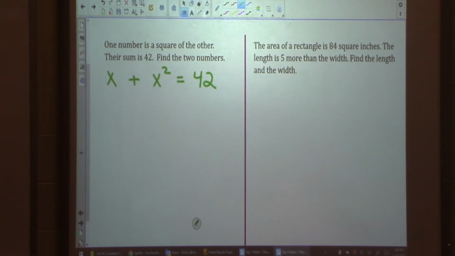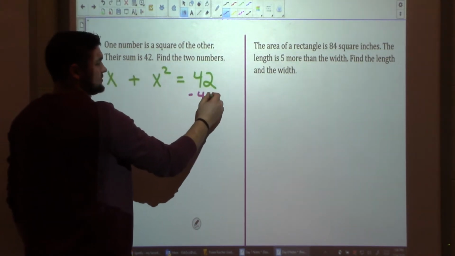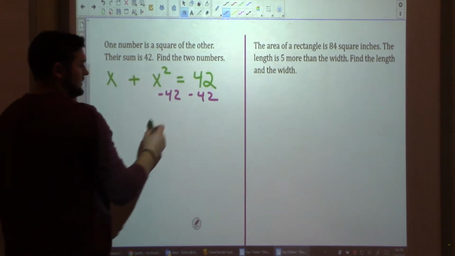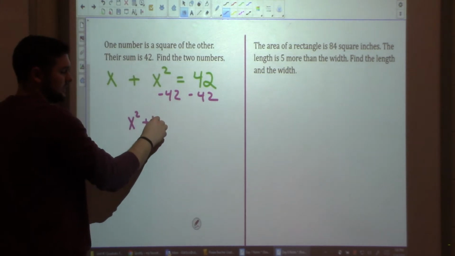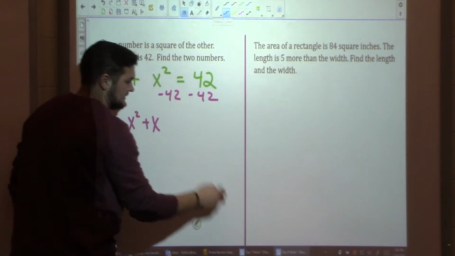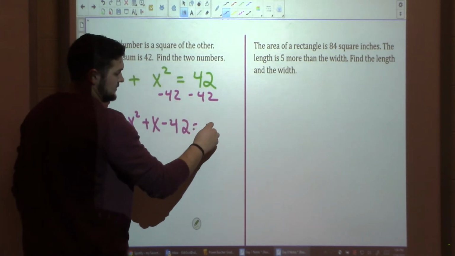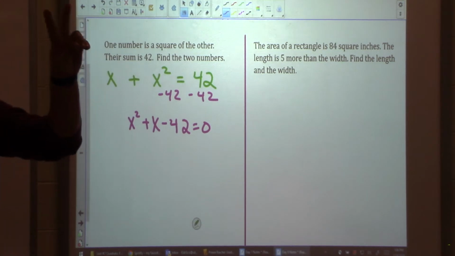Okay, well we have an x and an x squared term, which means we should probably get one side equal to 0. Okay, if it was just x squared, we get that by itself. We have x and x squared. So to get one side equal to 0, I'm going to subtract 42. And I'm going to put x squared first. I'm just going to rearrange them. X squared plus x minus 42, I can't write, equals 0.